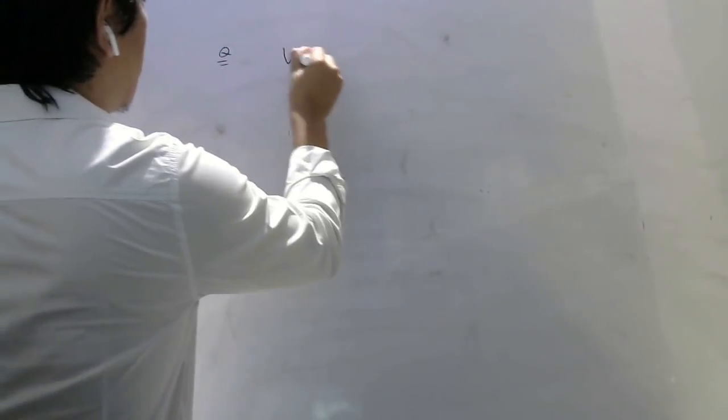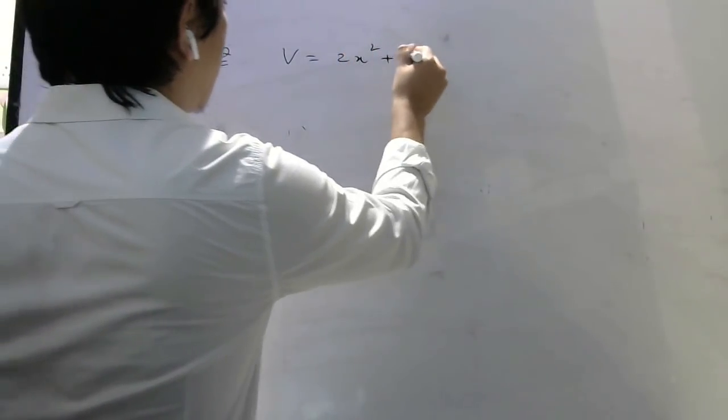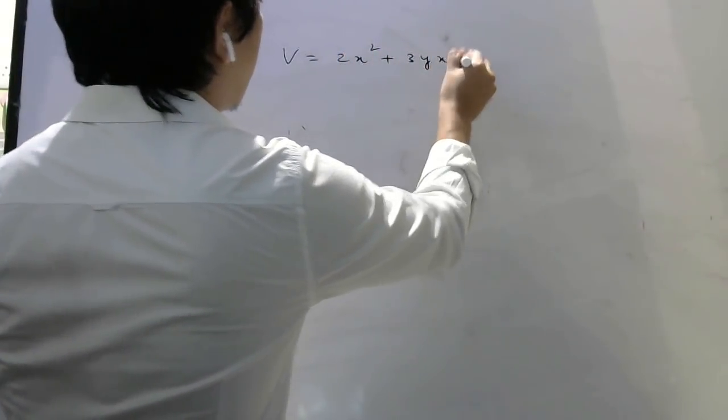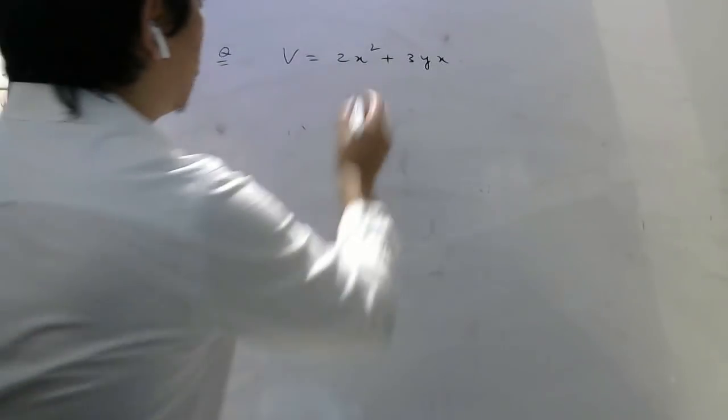So let us say I give you a question something like this: potential equal to 2x square plus 3yx, like this. So let me put y here. What is there?